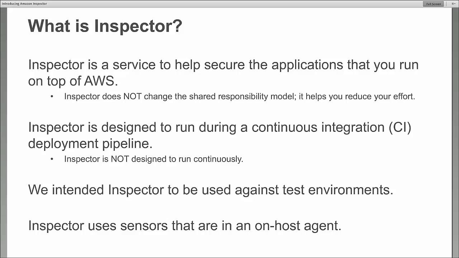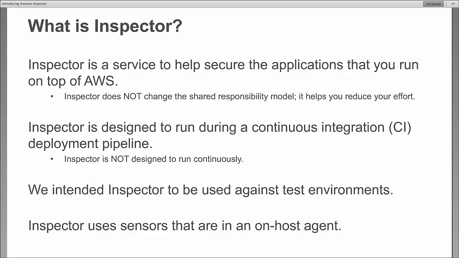If you're not, there's good documentation on it on aws.amazon.com/security. But basically what the shared responsibility model says is that AWS is responsible for the security of the infrastructure, and that you are responsible for the security of the applications and services that you write on top of our infrastructure. Amazon Inspector does not change the shared responsibility model, but it's our first service offering to help you meet your part of the responsibility for security.